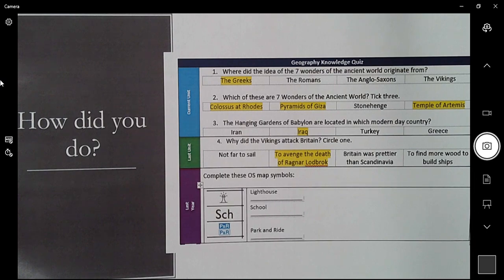And number 3 from our current unit: the Hanging Gardens of Babylon are located in which modern day country? They would be located in modern day Iraq. So give yourself a tick for that one.